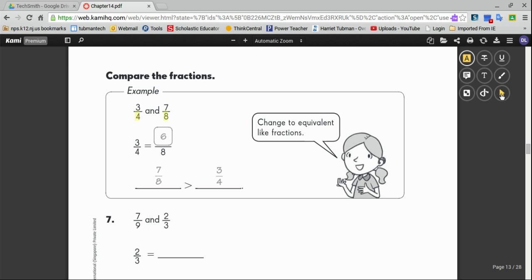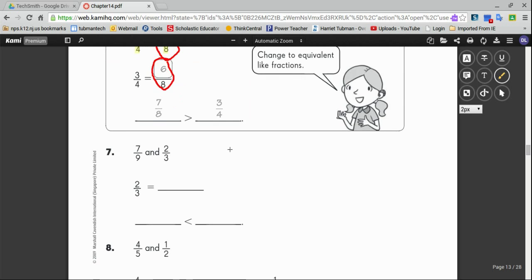So now what I'm doing is I'm comparing 6/8. So I'm going to compare 6/8 to 7/8, and that's an easy comparison because I know that 7/8 is bigger than 6/8. So then we know that 7/8 is the greater fraction. So that means 7/8 is greater than 3/4.